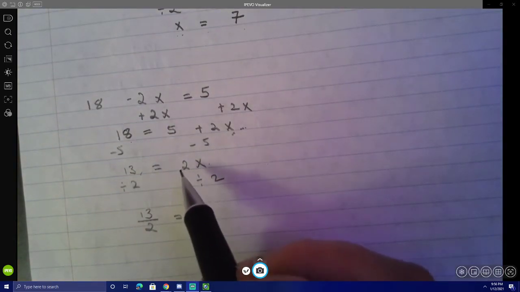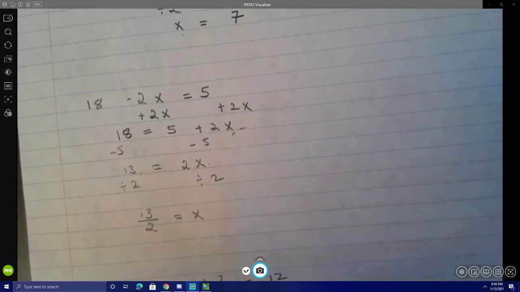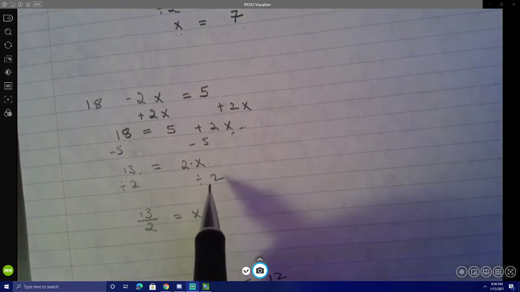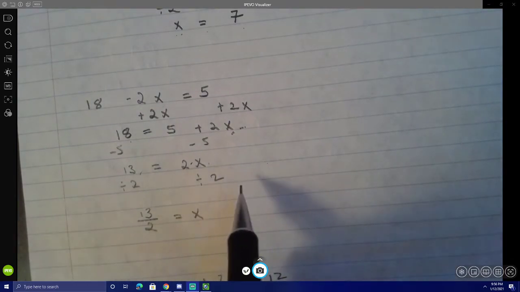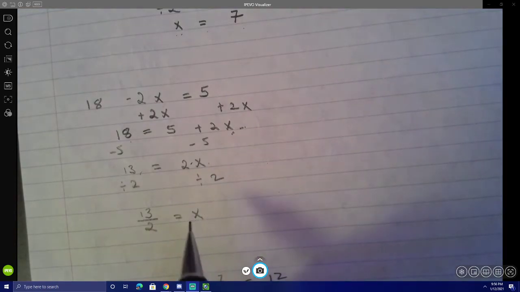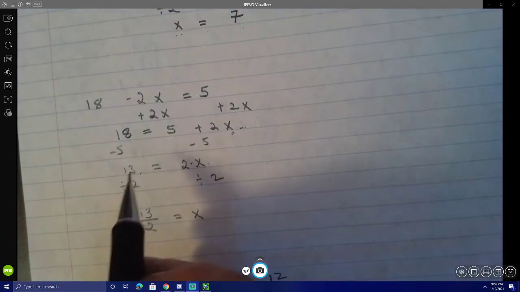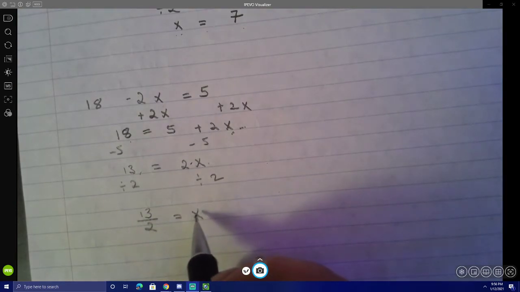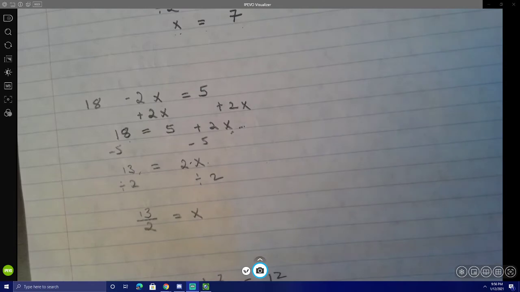Remember, when we have a coefficient in front of a variable, that implies multiplication. So to get rid of that 2, I need to divide by 2 from both the right and the left side. When I divide by 2 on the right, that leaves me with just x. And when I divide by 2 on the left, that we can represent with the fraction of 13 over 2. So I know my value of x is equal to 13 over 2.